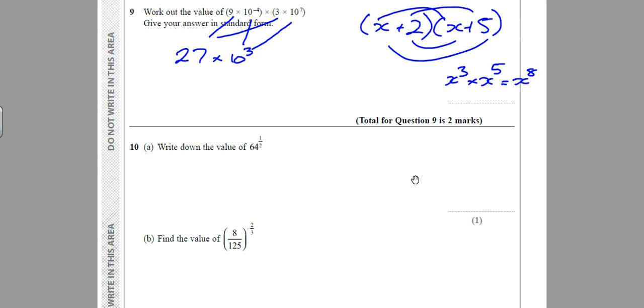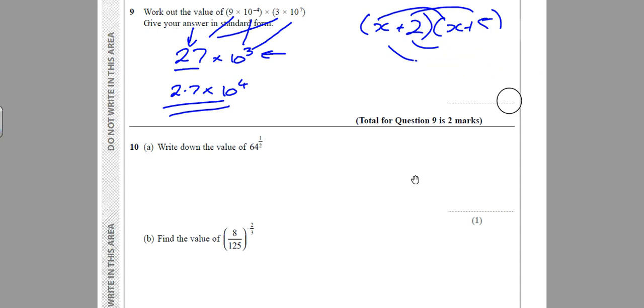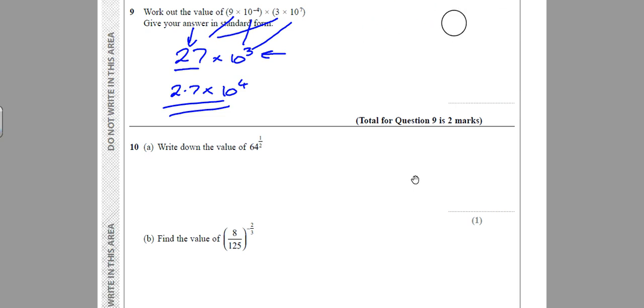Now, that almost looks like standard form, but this number needs to be between 1 and 10. So it can't be 27, it's got to be 2.7. Now, if we've made this smaller, to balance it out, we've got to make this power bigger. So 2.7 times 10 to the power of 4. And that's it, that's our answer. You don't need to write it down here. I mean, it's useful for the examiner, but as long as you've got it written somewhere, you're going to get your answer.